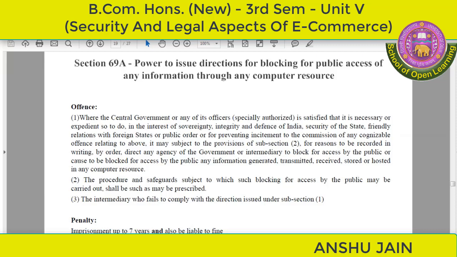That means the procedure and safeguards where you are giving the instructions for the blocking of access by the public, and the intermediary who fails to comply with the directions which we have discussed right now will be liable to pay the penalty.